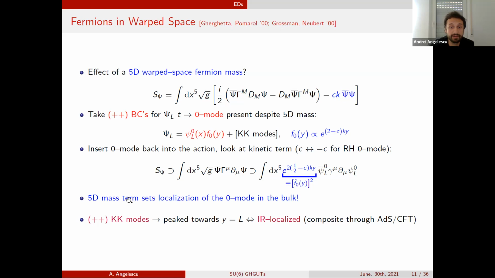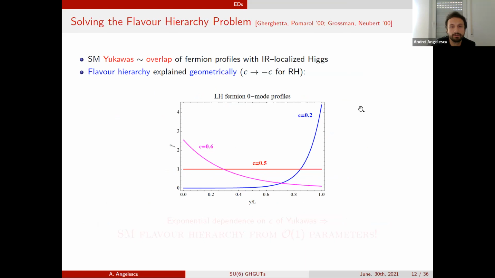It sets the localization of the chiral zero mode in the bulk, in the extra dimension. And it looks somehow like this. So if I'm just plotting the fermion zero mode wave functions, or profiles, as a function of the coordinate of the extra dimension, for example, if I take a C of 0.2, I get a fermion which is localized very close to the IR brane. And if I take C equals 0.6, the fermion gets localized close to the UV brane.